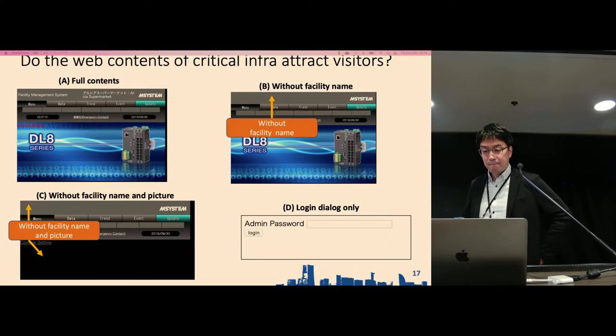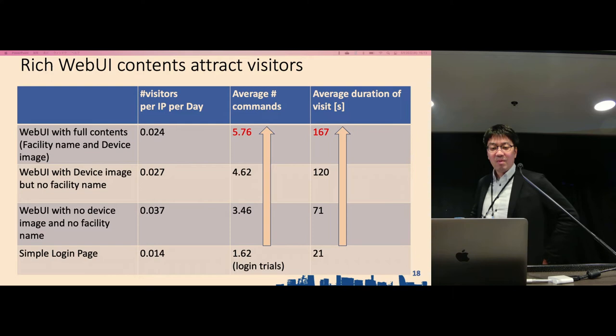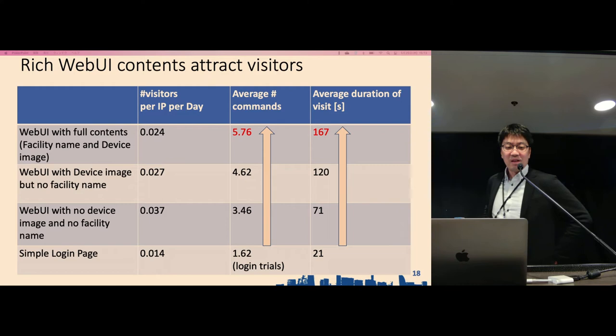So the result is rich web UI contents attract visitors. This table shows the average number of commands and average duration of visit. As you can see, as the web UI contents become rich, the average number of commands and average duration of the visit increase. So it is said that rich web UI contents attract visitors.